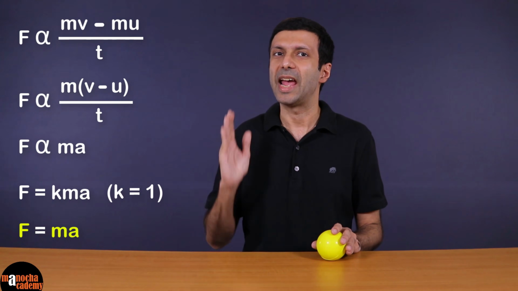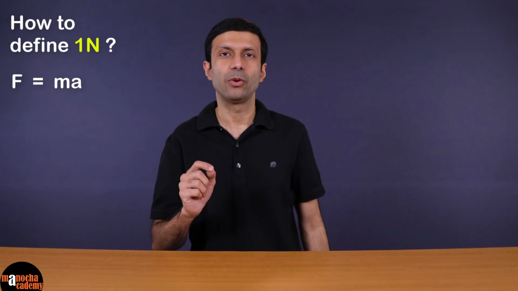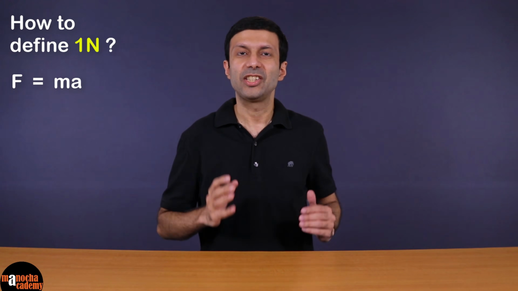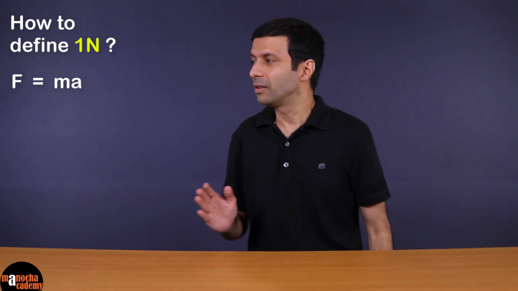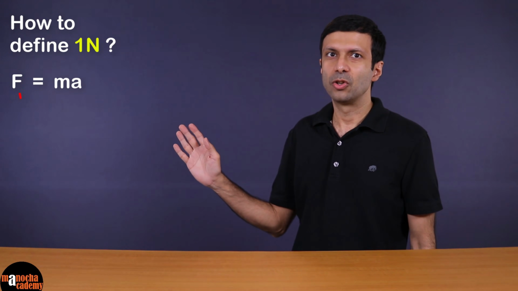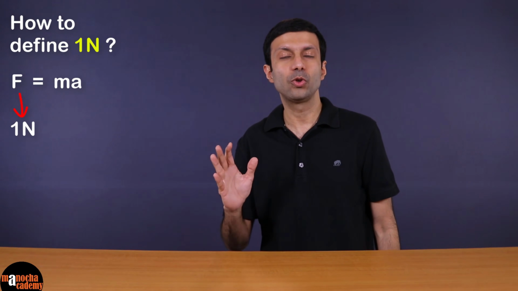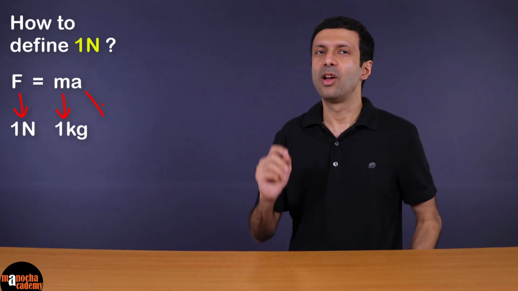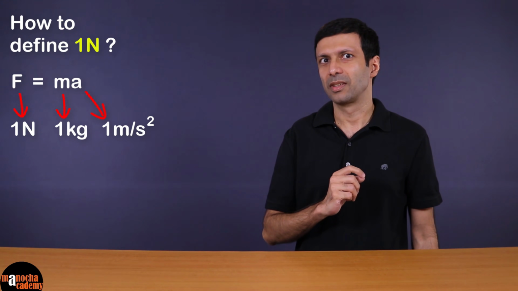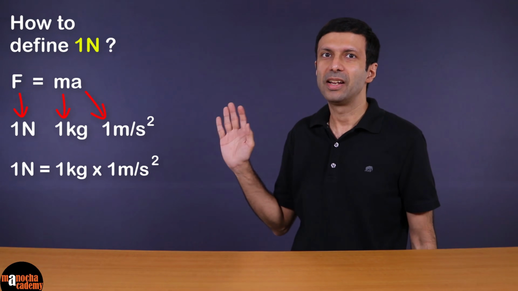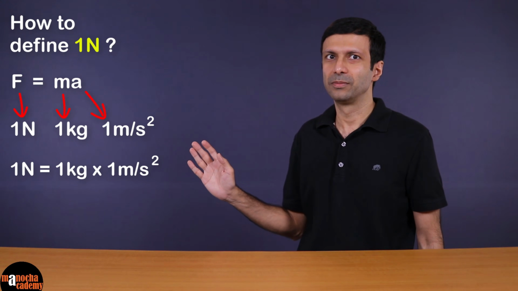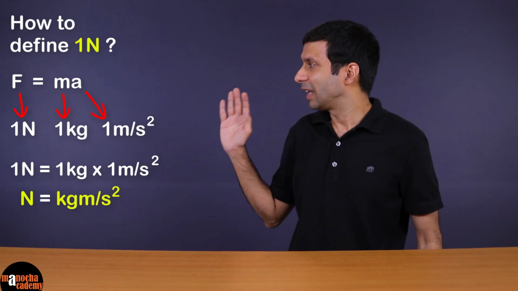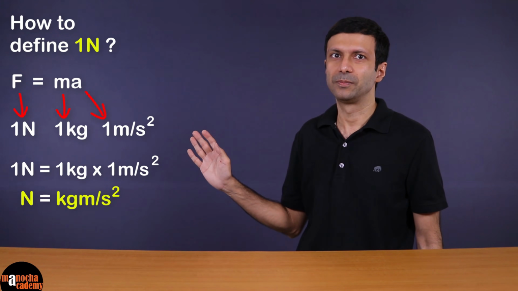F equal to ma. How can we define 1 Newton based on the formula F equal to ma? It's really easy. If you look at the formula F equal to ma, 1 Newton is the force that needs to be applied on a body of mass 1 kg to give it an acceleration of 1 meter per second square. So 1 Newton equals 1 kg into 1 meter per second square. Or the unit Newton is basically kg meter per second square.